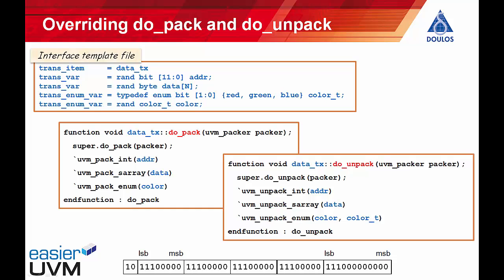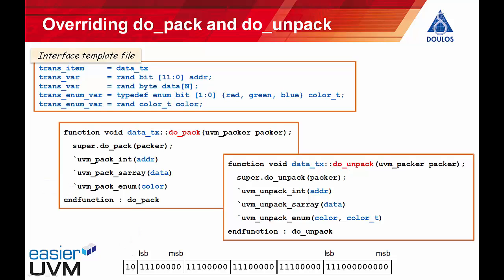So when we're packing the contents of a transaction, in this case by using the helper macros, then we're packing these fields into the vector starting at the least significant end of the vector. So address gets packed first, here's the 12 bits of address, then we've got the 4 times 8 bits of data, and then finally we've got the 2 bits of color which go in at the most significant end of the vector.